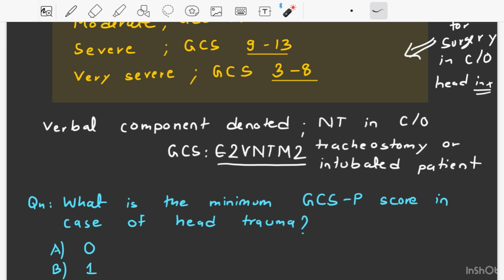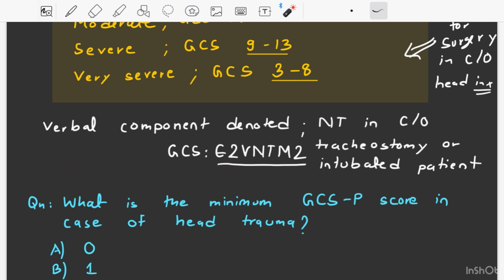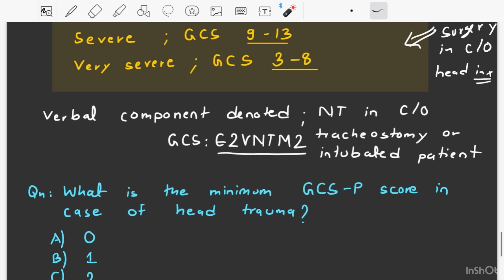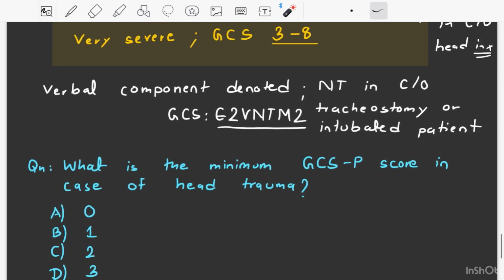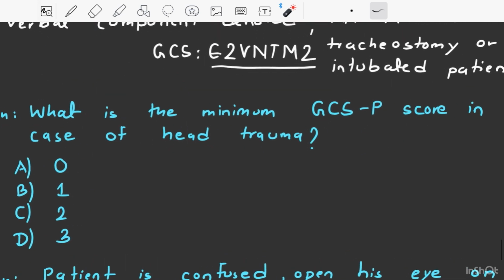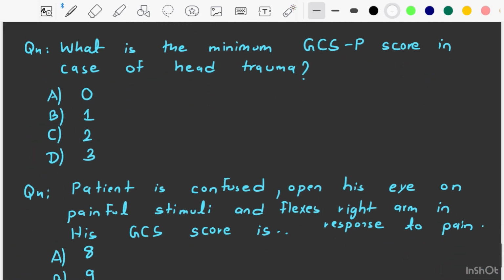So, more or less, this is what we need at our level of MBBS in the topic of GCS. So I have collected some questions for you guys, so you can pause the video and try to answer the questions.